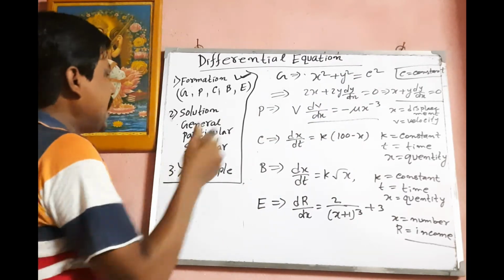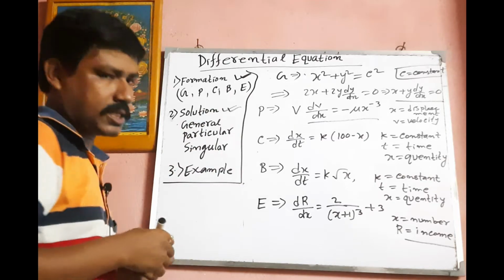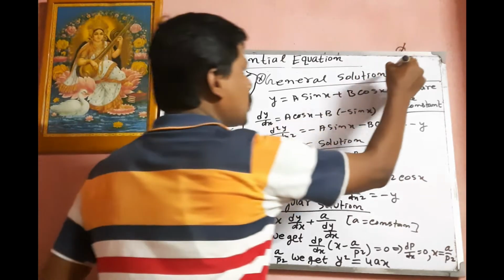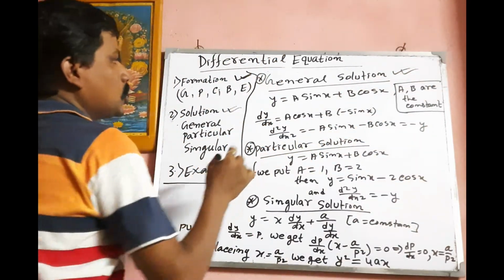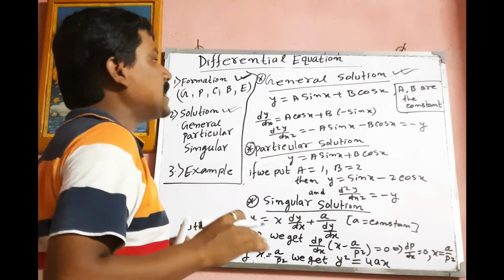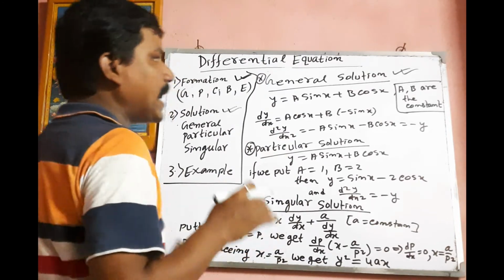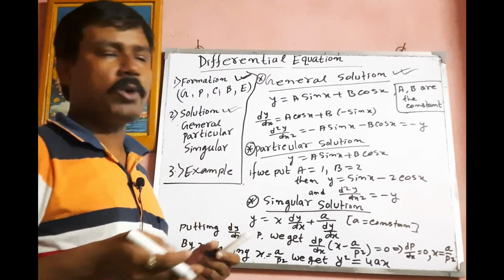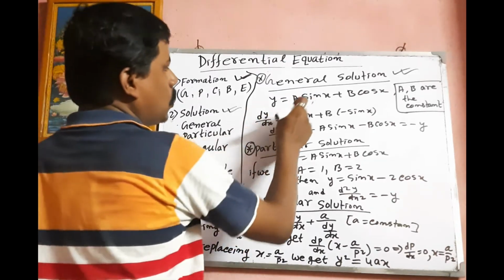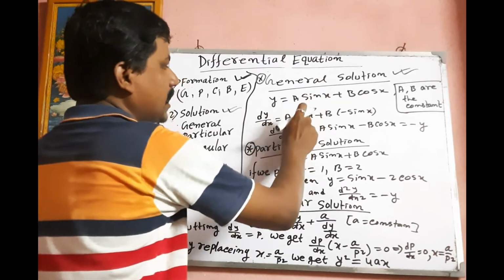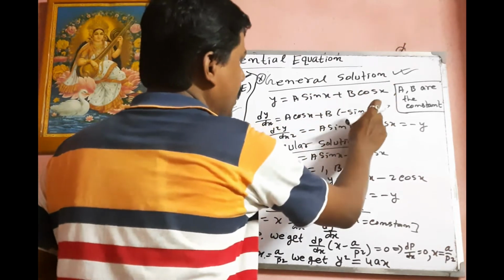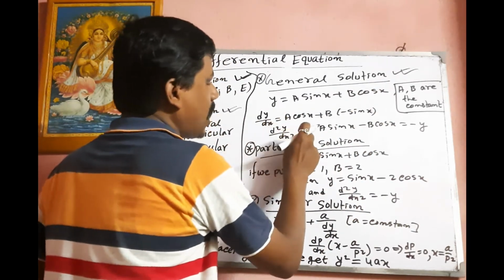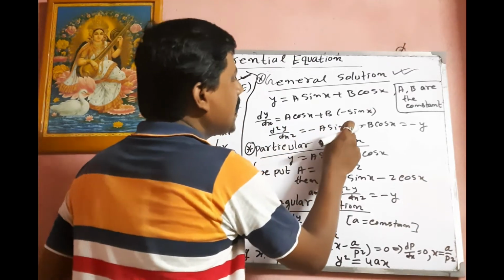Now we move to the next part, that is the solution section. Now we are discussing the solution of differential equations. Now the general solution: suppose the equation is y is equal to a sin x plus b cos x, whereas a and b are constants. Then after differentiating with respect to x, we get dy by dx is equal to a cos x minus b sin x, since the derivative of sin is cos, and the derivative of cos is minus sin. Differentiating a second time, we get d2y by dx square is equal to minus a sin x.